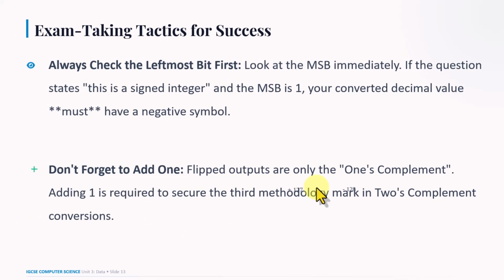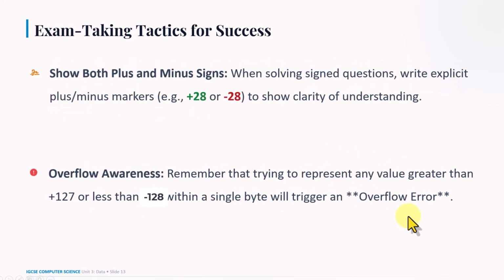Exam taking tactics for success. Always check the leftmost bit first, because that is your negative or positive symbol. So you have to know that. And do not forget to add 1. Many times in changing any number to 2's complement, students forget adding 1. So write the positive, flip them, and add 1 to that. Without that add 1, it will be just 1's complement, only flipping. And after that, if you simply add 1 to it, it will be 2's complement.